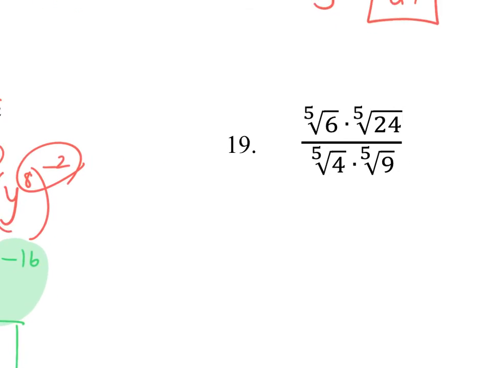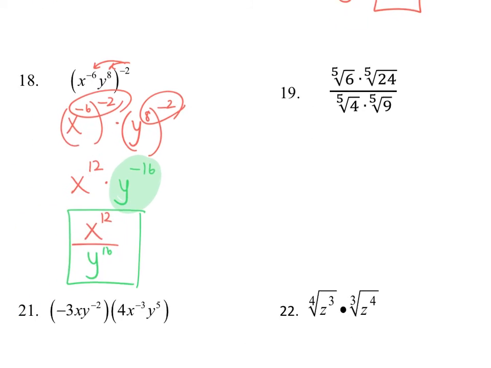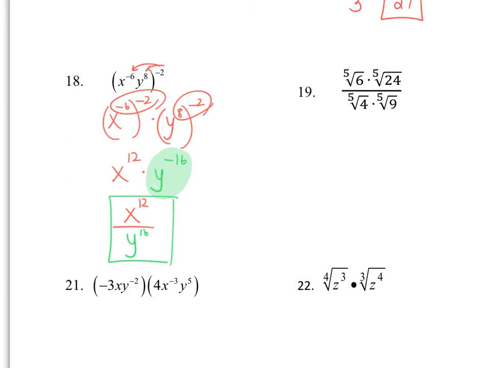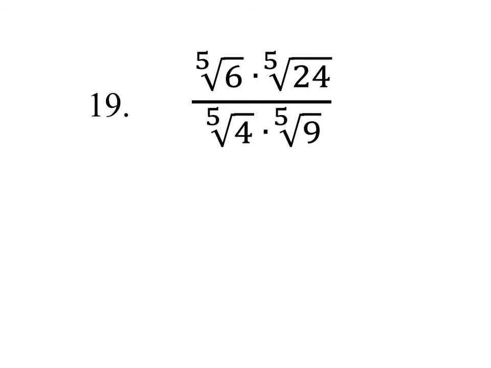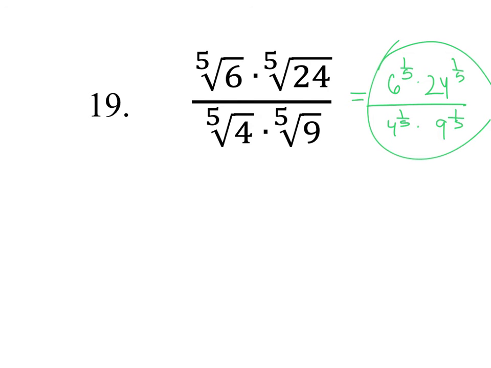All right, number 19. You can do a few things here. First of all, if you did try converting these to rational exponent form, you would get 6 to the 1/5 times 24 to the 1/5 all over 4 to the 1/5 times 9 to the 1/5. We don't have anything to help us do that, right? Because the bases aren't the same. So that is not the route we want to take.